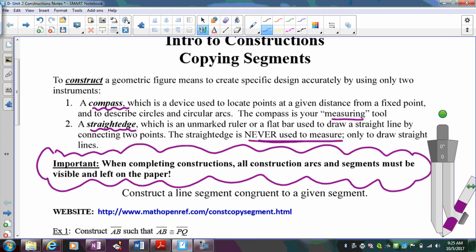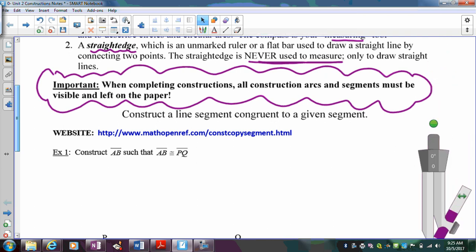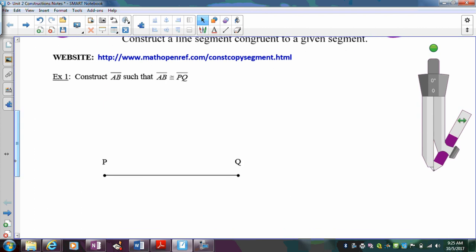So keep those. For the first construction that we're going to look at, it's called copying a segment. Basically, you're going to create a segment that's congruent to a given segment. And like I said, we're not using our ruler to measure it. We are using our compass, and then we're using our straight edge to connect and make a straight line afterwards. So if we look at the example here, we want to construct AB such that AB is congruent to PQ, which basically means I need to make a segment that's the same length as PQ. I'm going to call it AB.